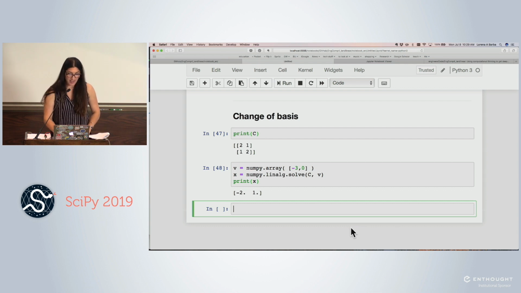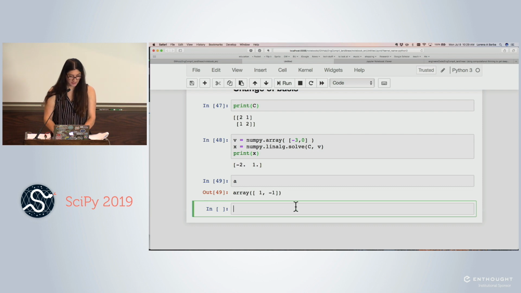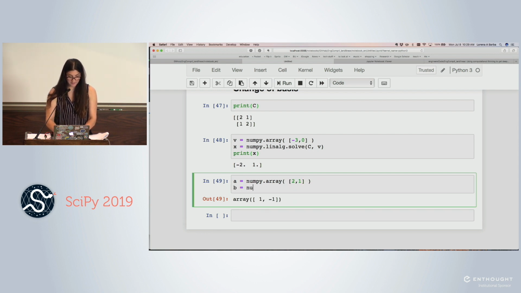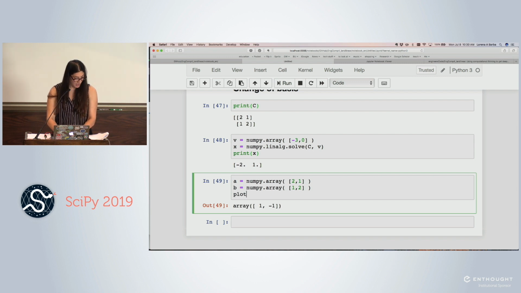Let's visualize the change of basis, the idea of going from basis ij to basis AB. Do we have A and B defined here? Oh, but we need different ones. We used this A variable differently before in this notebook. So numpy.array, we need the first column of this matrix C, 2, 1, and the second one, numpy.array, the second column, 1, 2. Those are A and B. And now we have also an additional helper function called plot change of basis, built into our little helper, with A, B, v.